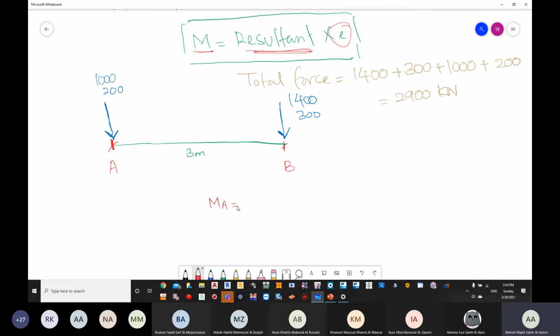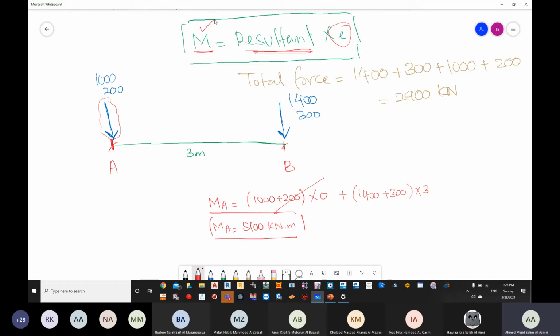Moment about A, or point A, will be how much? Okay. Moment about A will be 1,000 plus 200 multiplied by the distance. What is the distance from this force to point A? It is going to be 0, so this will be cancelled, plus 1,400 plus 300 multiplied by 3, which you have got already. That is equal to 5,100 kilonewton meter.